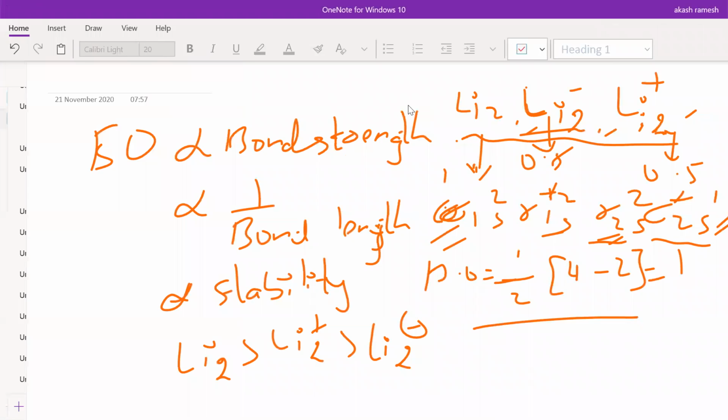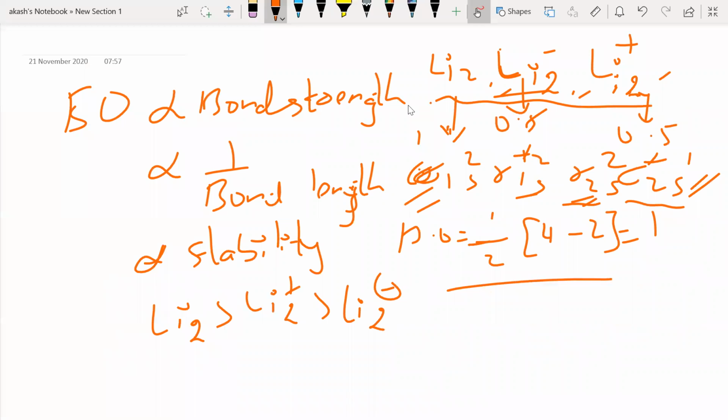So that is about the molecular orbital theory. It's pretty simple, very, very simple. If you get a problem from molecular orbital theory, it's like eating a sweet, like cake. You just put it inside and get the marks.